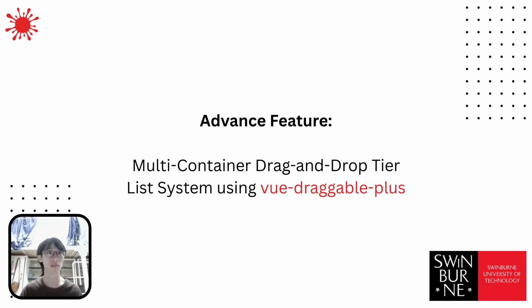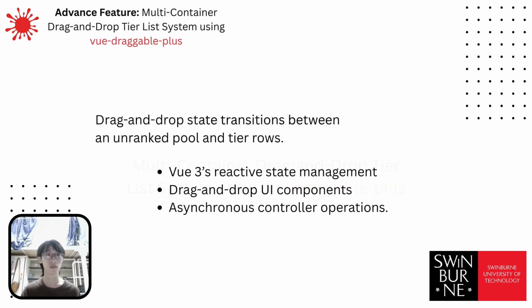Today, I will demonstrate the advanced feature of my project called the multi-container drag-and-drop tier list system using Vue Draggable Plus. To have a brief overview, this feature uses shared drag groups to allow drag-and-drop state transitions between an unranked pool and dynamic tier rows. The system operates through an event-driven architecture that coordinates views, trees, reactive state management with drag-and-drop UI components, and asynchronous controller operations.